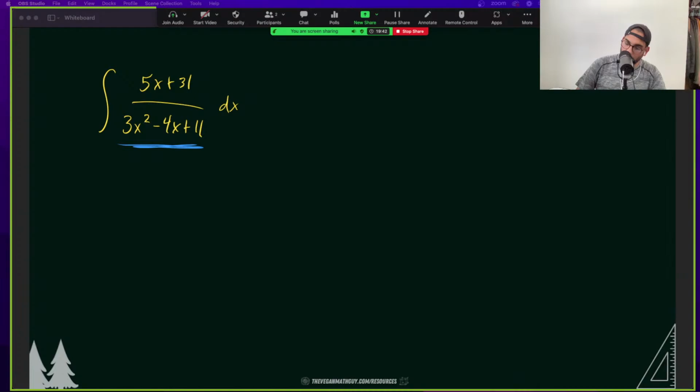So like we said, we're going to make u equal to 3x squared minus 4x plus 11. And our du is going to be 6x minus 4. Now, that's only going to help us if we had a 6x minus 4 in the numerator for our integral. And it doesn't look like that's the case. So we have to anticipate that and rewrite our problem. And here's the way we're going to do it.